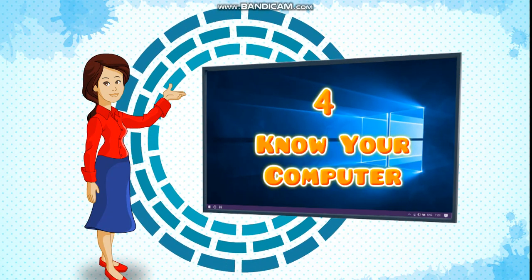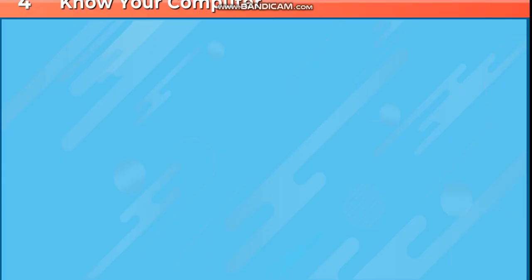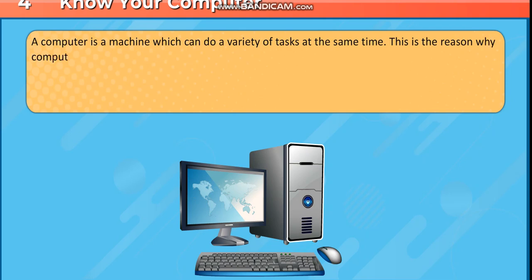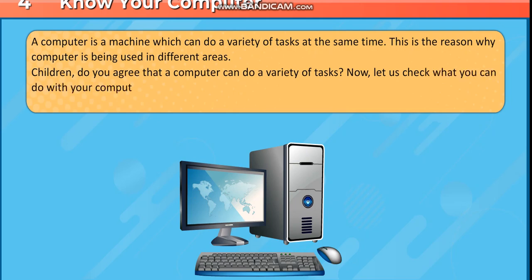Chapter 4. Know your computer. A computer is a machine which can do a variety of tasks at the same time. This is the reason why computer is being used in different areas. Children, do you agree that a computer can do a variety of tasks? Now, let us check what you can do with your computer.